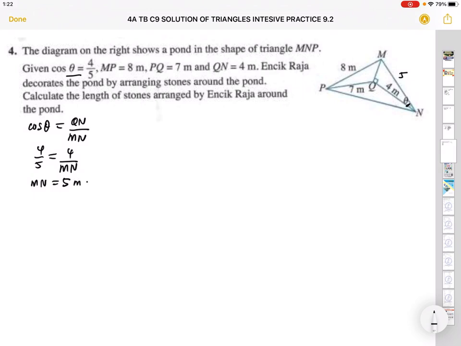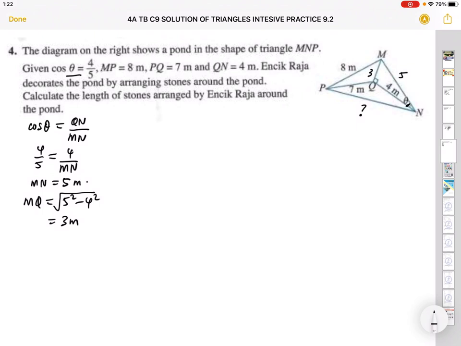Okay, if I know this is 4, this is 5, I can find MQ, and MQ we can just use Pythagoras, square root of 5 square minus 4 square, 3 meter. And notice that I know the length of all 3 sides, right? If I know the length of all 3 sides, I can find the angle. Now, why would I find one of the angle first? Because I cannot find this length, I cannot find PN, without knowing at least one angle.